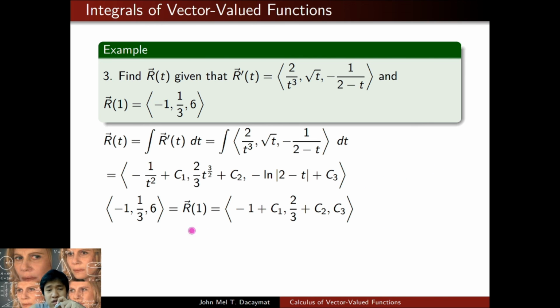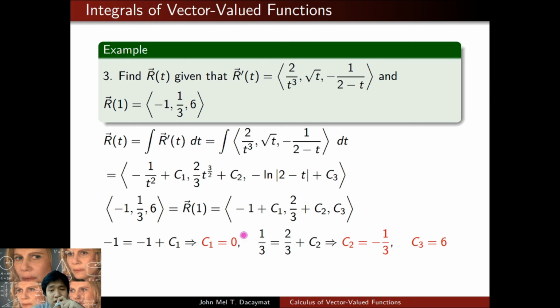So this should be equal to this according to our given, but r of 1 from our computation is this one. So we have three equations involving c1, c2, and c3. We can find the values of c1, c2, and c3. First components being equal, I have this. This means that my c1 is 0. 1/3 should be equal to 2/3 plus c2. Transposing 2/3 sa kabila, I get c2 equals negative 1/3. And lastly, I have c3 equals 6 very explicitly stated dito.